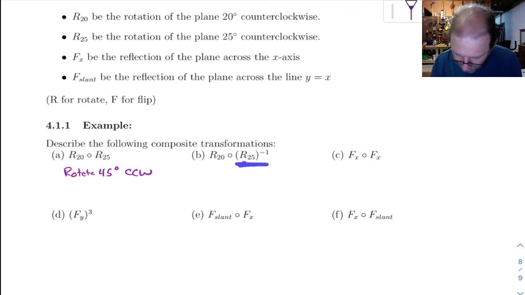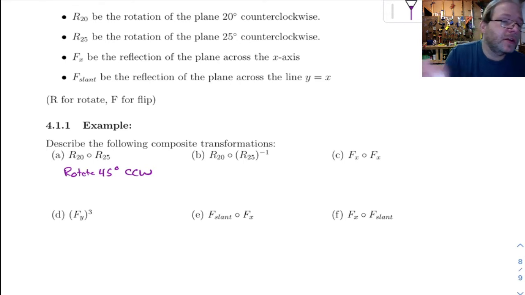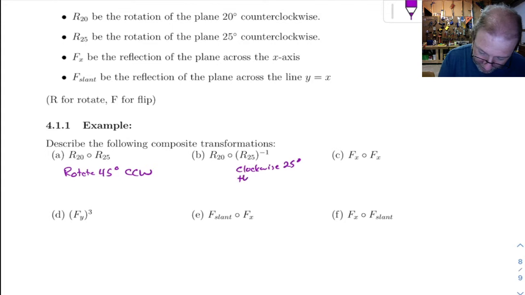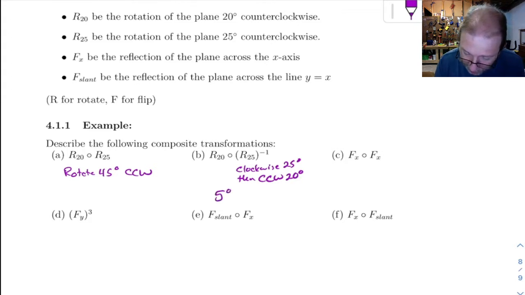All right, this one's interesting. This one, if you took the inverse of 25 degrees counterclockwise, you turn it clockwise 25 and then counterclockwise 20. And altogether, that's counterclockwise 5 degrees.